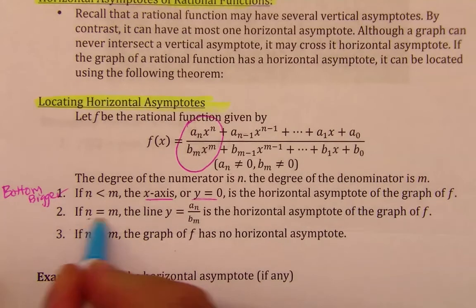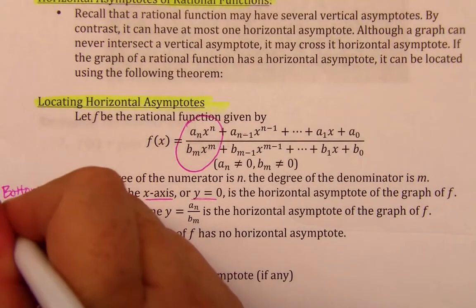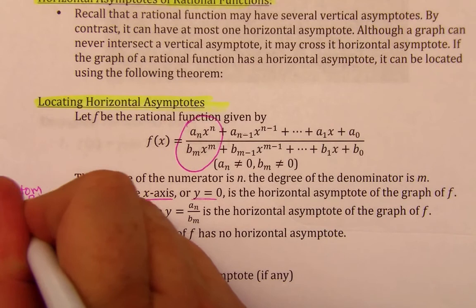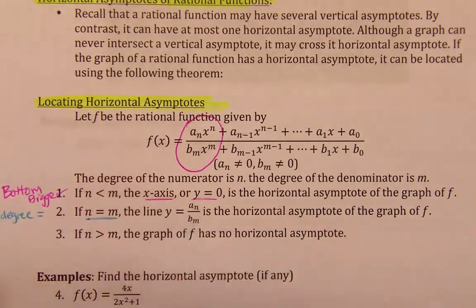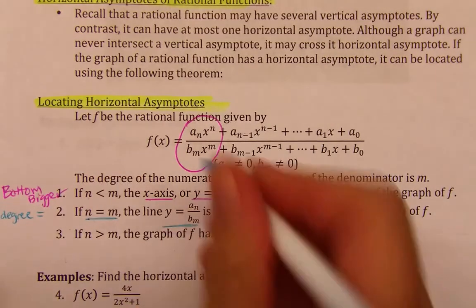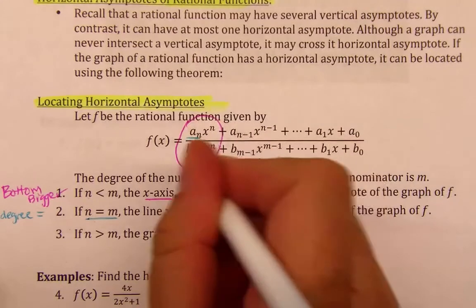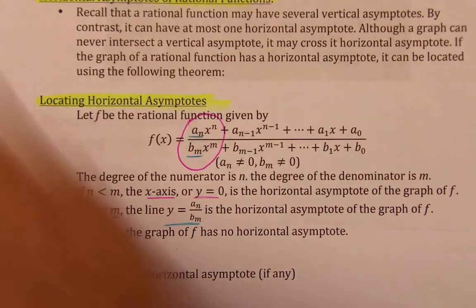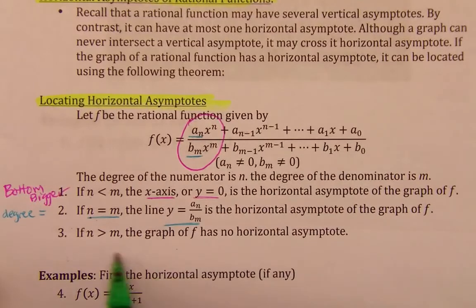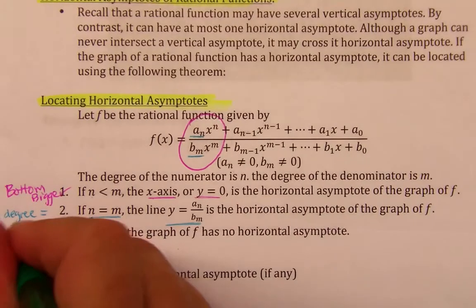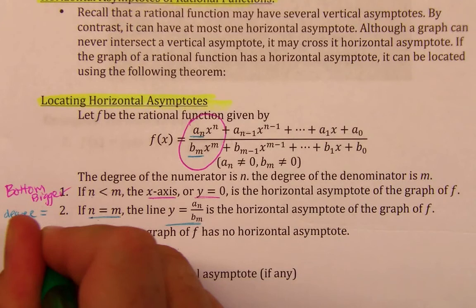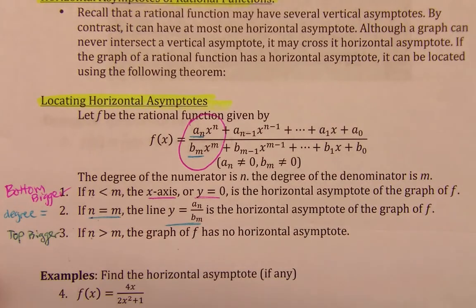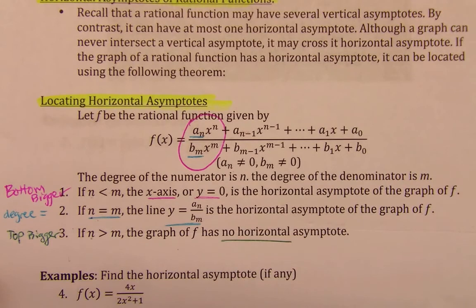Now, if the degrees are equal, then the line of their leading coefficients, a sub n over b sub m, that's going to be your horizontal asymptote. And if the degree of the top is bigger, then that means that there's no horizontal asymptote.